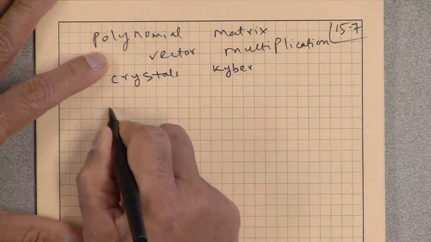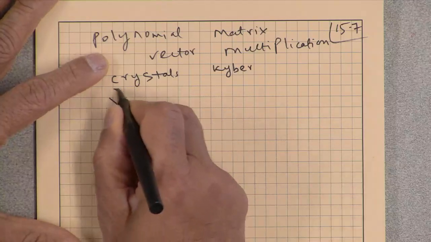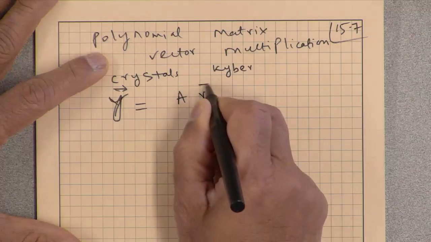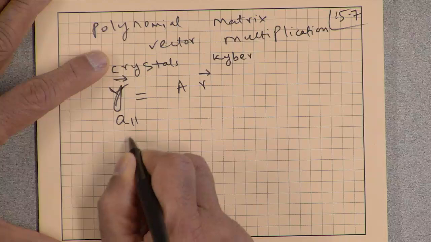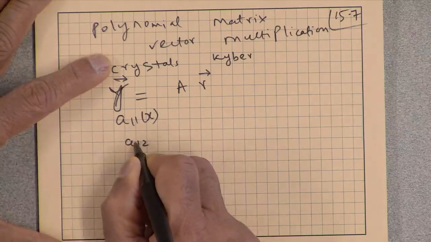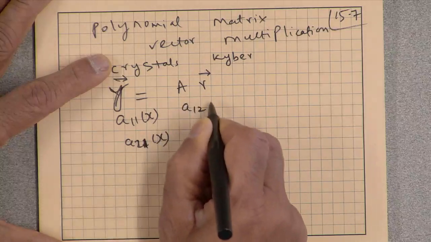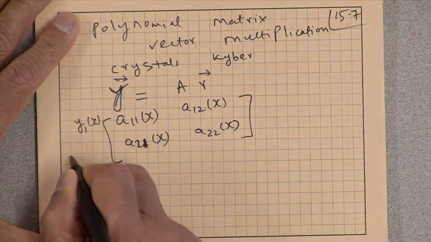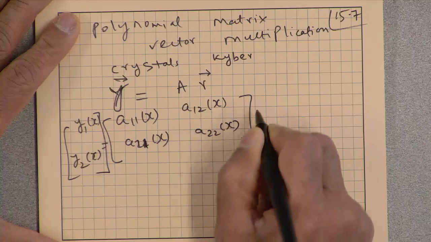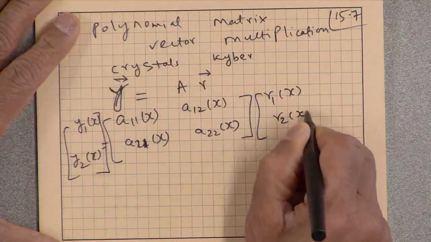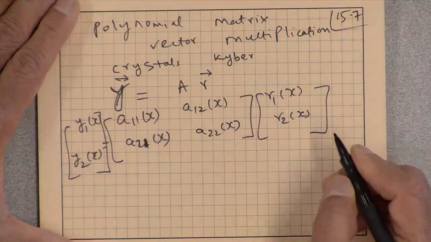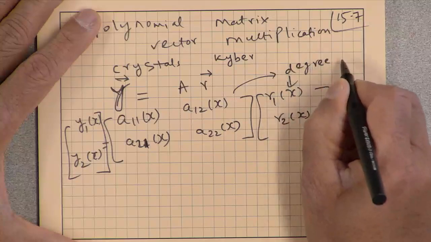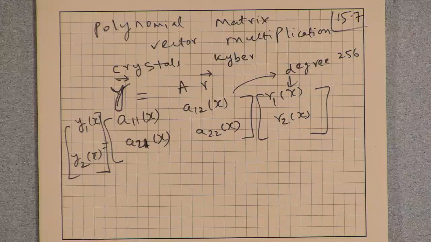And what we are interested in implementing, let's say, is a vector y equal to a matrix A times an r vector. So we have a matrix like A11. These are of course polynomials. Think about these as degree 256. Okay.